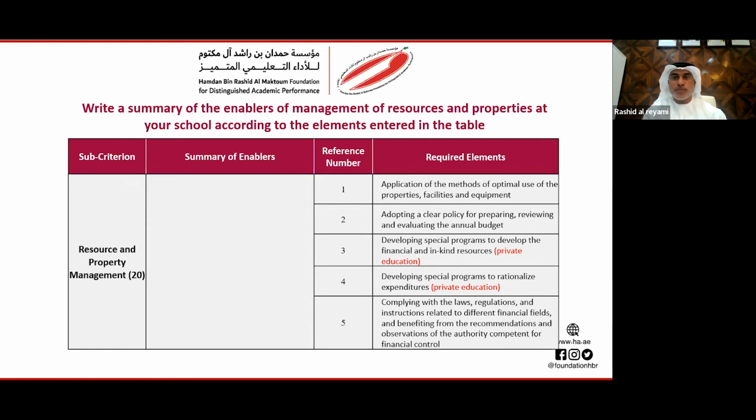For example, let's take number 3, developing a special program to develop financial resources and in-kind resources. How are you going to title this? If it were me, I would title it the financial program, the developed financial program, or the special program, or the special financial program.